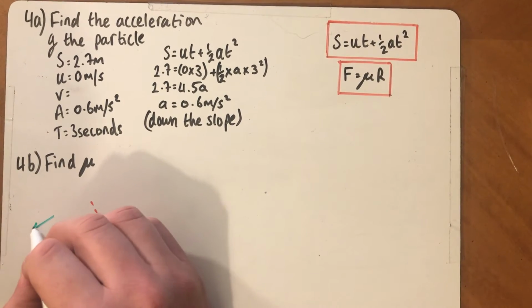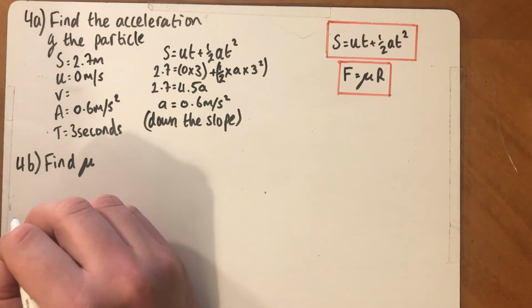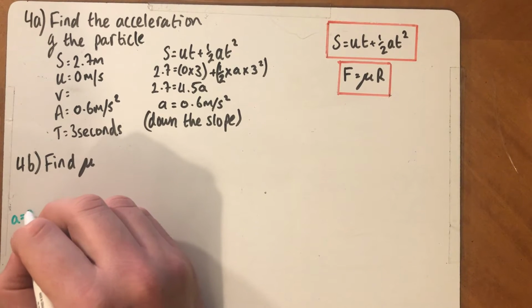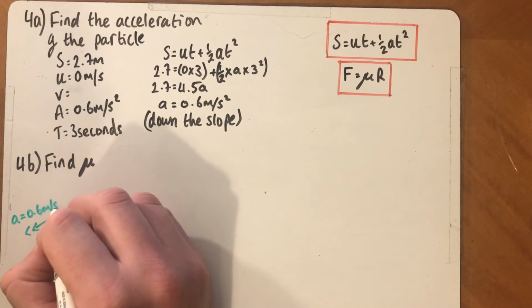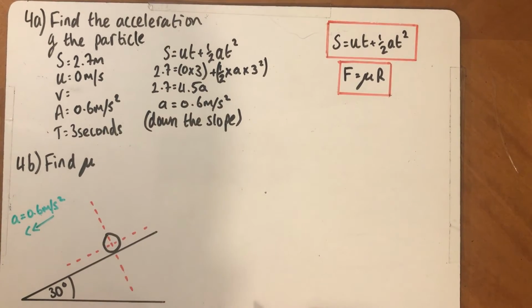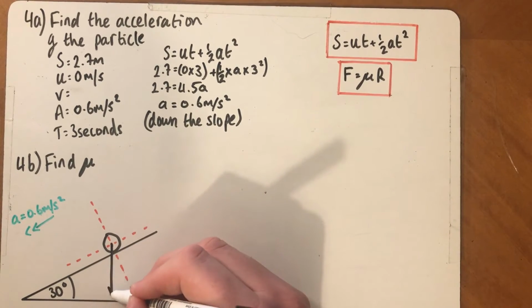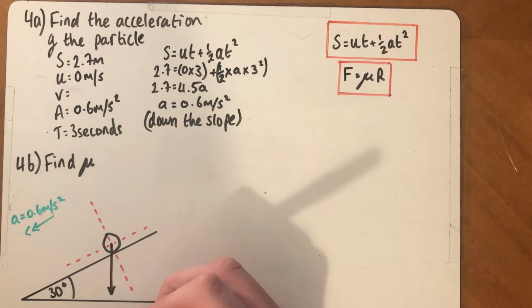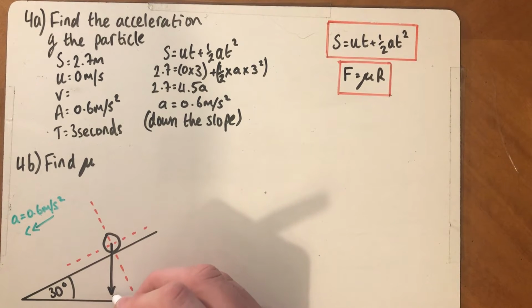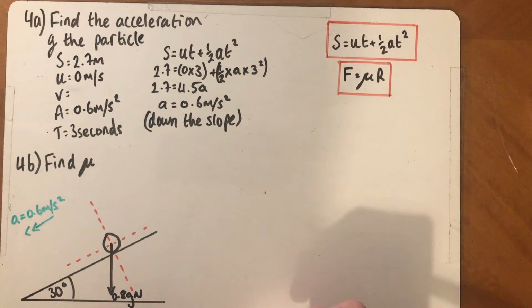so we know that there's acceleration involved, and we know the value of that acceleration is 0.6 meters per second squared. We also know the weight. The mass is 0.8 kilograms, so therefore the weight is 0.8g newtons.